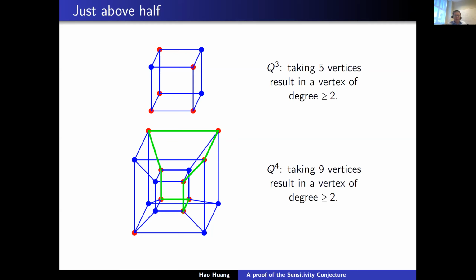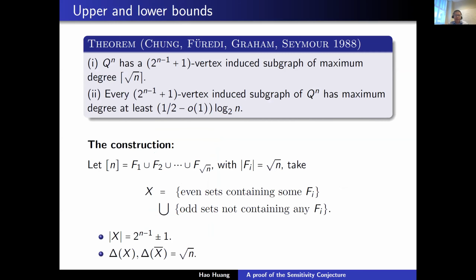So now we can ask this general question. If you let n go to infinity and you try to minimize this maximum degree, how does this function behave? What's this function in n? This problem was first studied by Chung, Füredi, Graham, and Seymour in 1988, at the time when all of them were at Bell Labs. They proved two results. First of all, there exists a nice way of taking 2 to the n minus 1 plus 1 vertices such that the maximum degree is square root of n. And moreover, no matter how you pick 2 to the n minus 1 plus 1 vertices, the maximum degree is at least half times log n.